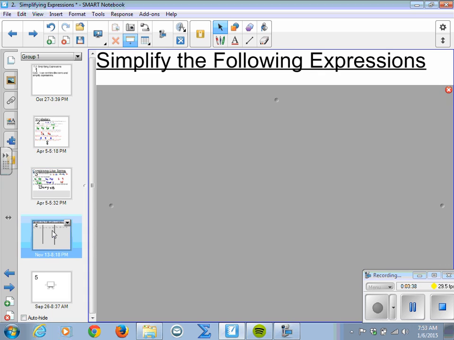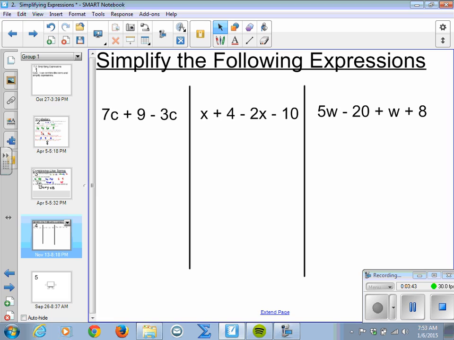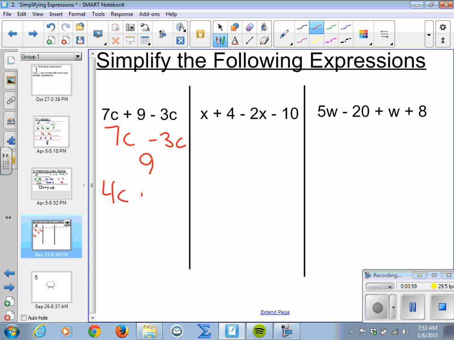So go ahead, you can pause the video now and try these on your own or work them with me. The first one, we have 7c plus 9 minus 3c. I've got my like terms as 7c and minus 3c, and just the 9 then. So combine them to make 4c plus 9.